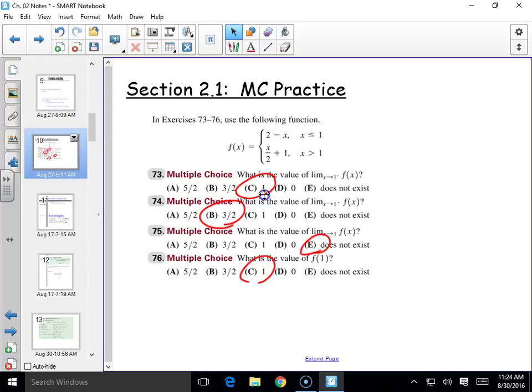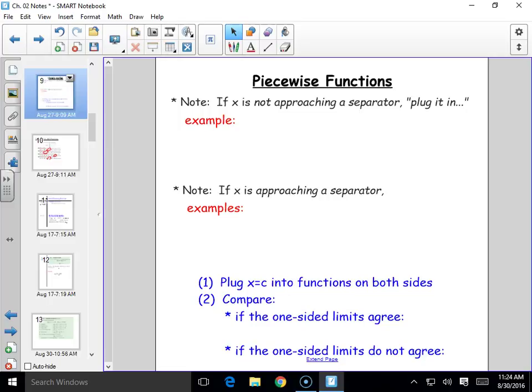But then we talked about piecewise functions. If it was tricky at all, let's do a quick recap and just say, all right, this is how we deal with limits of piecewise functions. So, if x is not approaching a separator, what's a separator again? A value that's in one of the inequalities, one of the boundaries for one of the pieces. Yeah. Then just plug it in, no big deal.